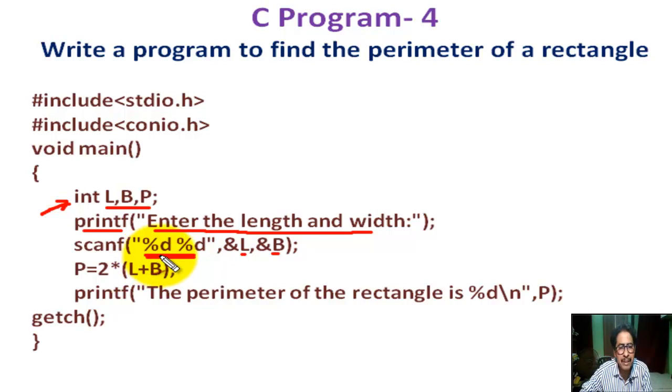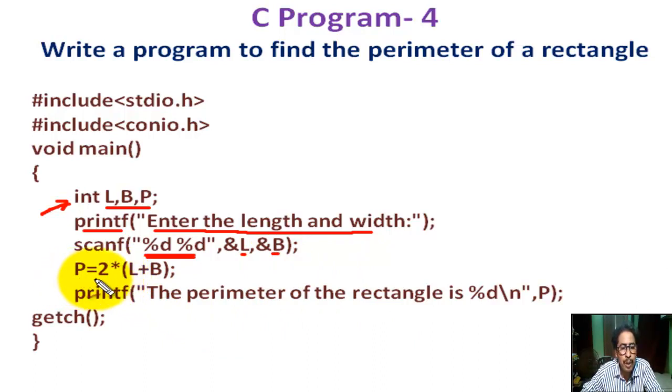For one variable, only for L, one percentage variable, %d. Here two variables, so 2 %d, d for integer variable. Okay, this is the ampersand symbol. Ampersand represents memory address.